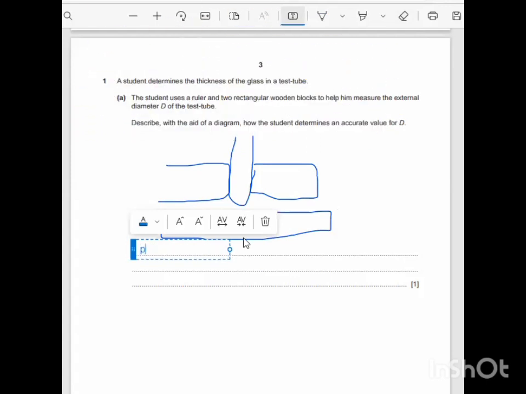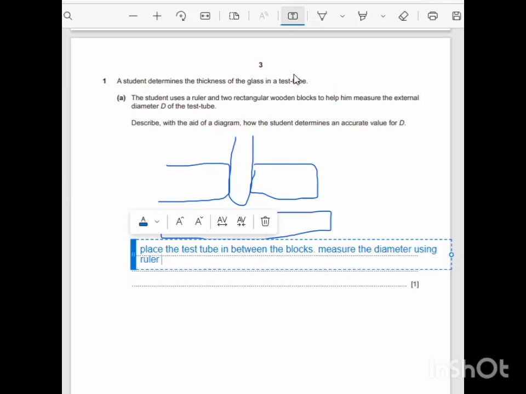So basically, place the test tube in between the blocks, measure the diameter using a ruler.